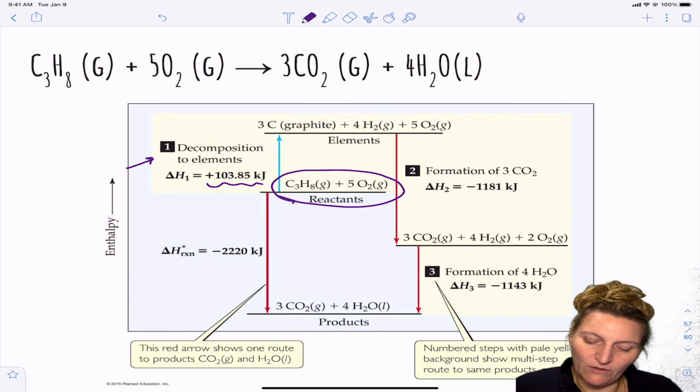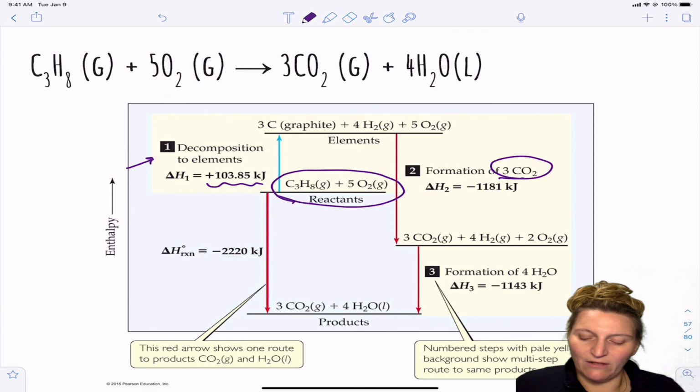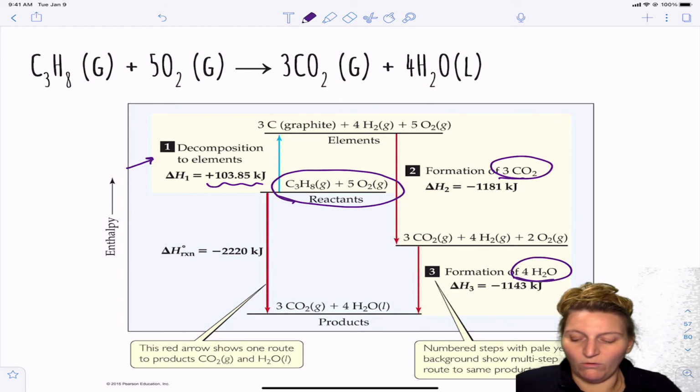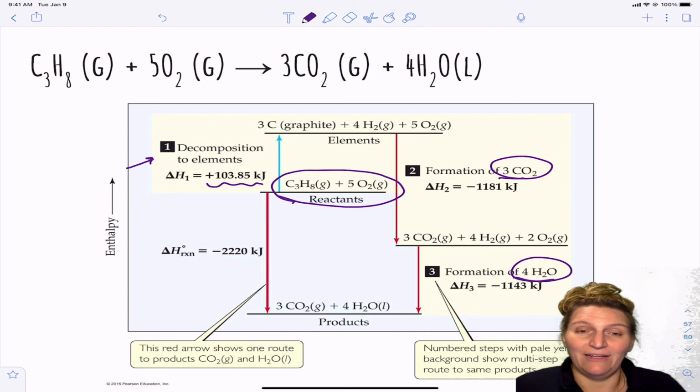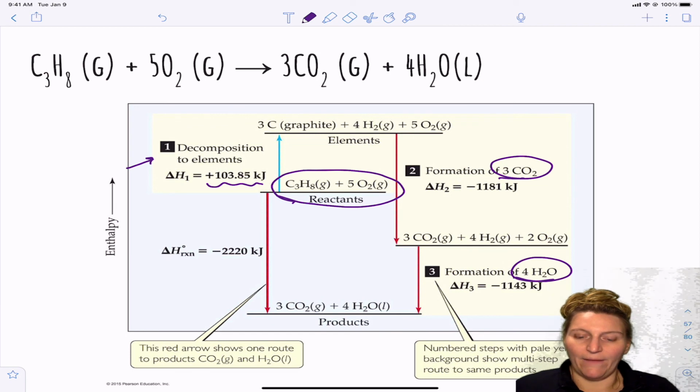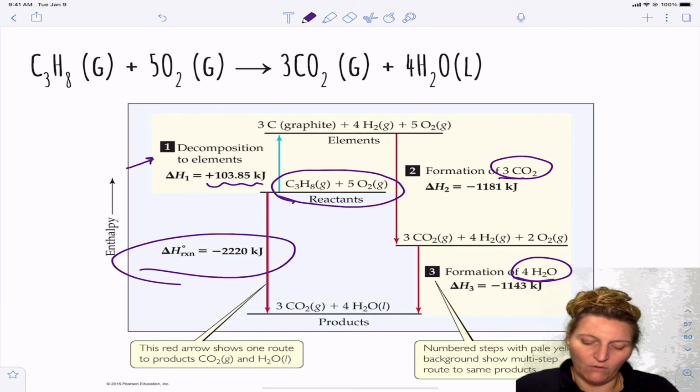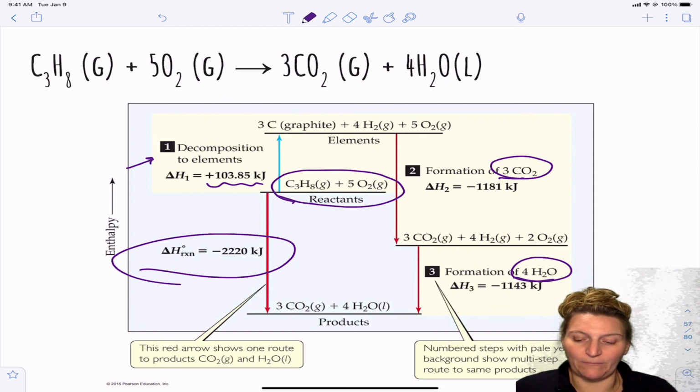And then the second step would be the formation of 3 carbon dioxide molecules and 4 molecules of water. If I add up 1, 2, and 3, think of what these are. It's the opposite of the formation of the reactant. So that's why the second half of our equation is minus the delta H of formation of the reactants. And then the first part is adding up the formation of all the different products. So that's why it's products minus reactants. And if I were to add up those two, we would get the delta H of the full reaction.